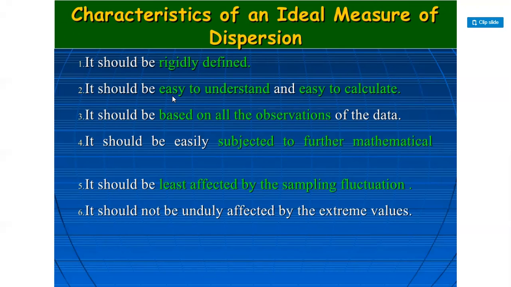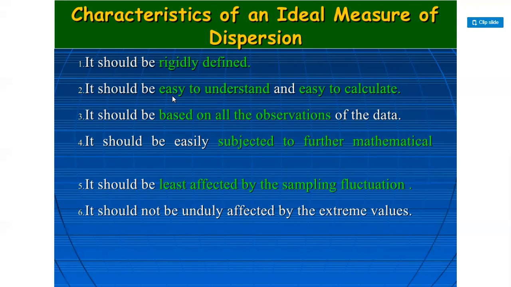Next, it should be easily subjected to further mathematical treatment. Whatever analysis or calculation is given there totally depends upon mathematical calculation, and it should be least affected by sampling fluctuation. Sampling fluctuation, we have already learned about the sampling method in the previous chapter.